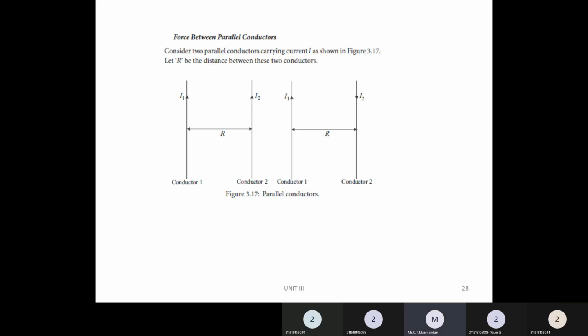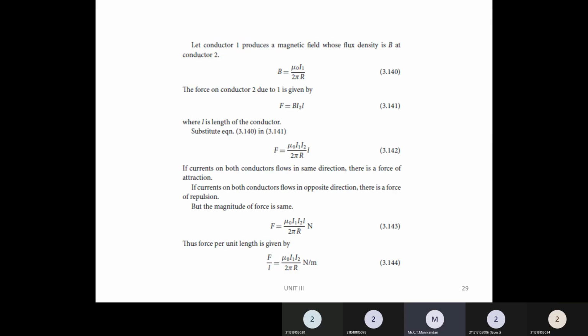Similarly, the force between two parallel conductors. Conductor 1 is carrying the current I1 and conductor 2 is carrying the current I2. You can see in the diagram, one is in the same direction, another one is in the opposite direction. What will be the force exerted between these two conductors? You can see it with this formula.